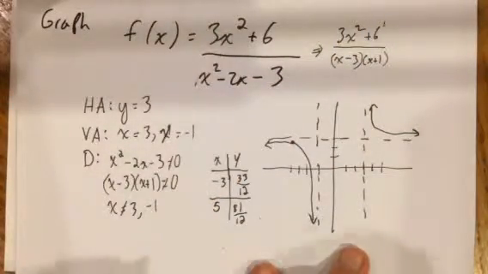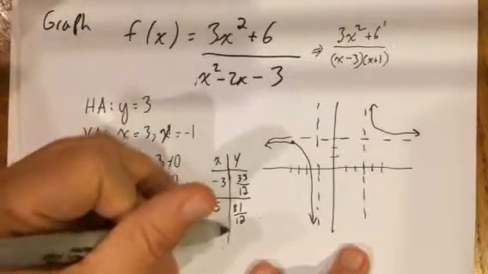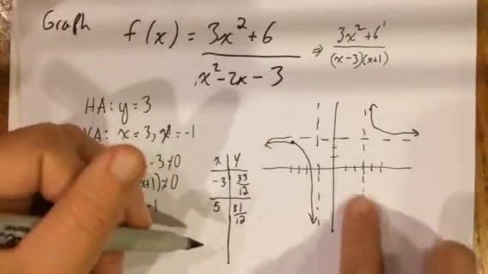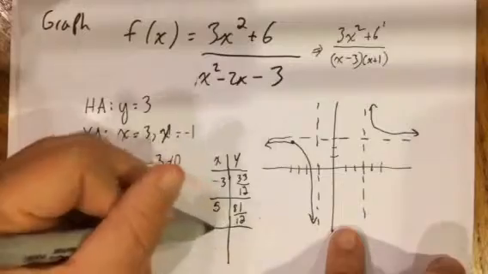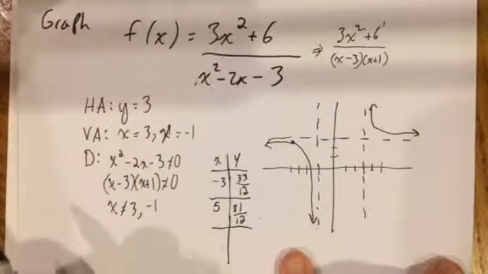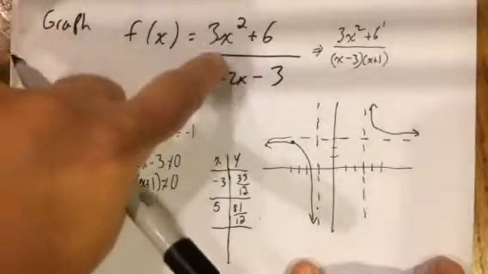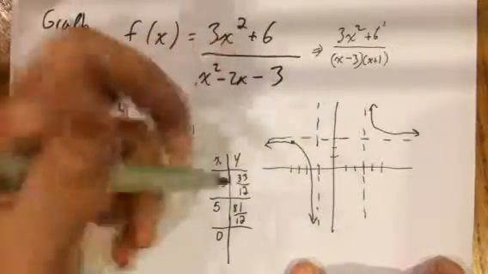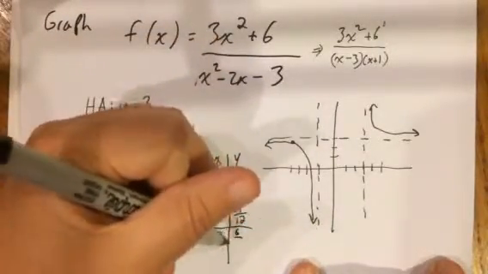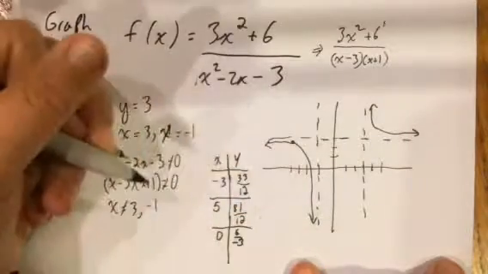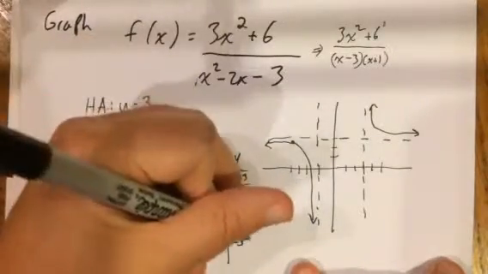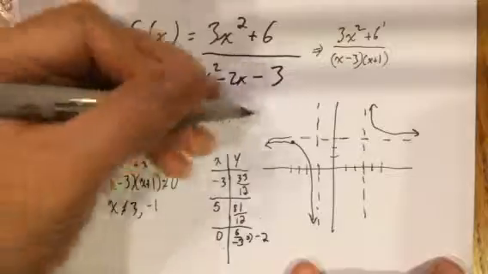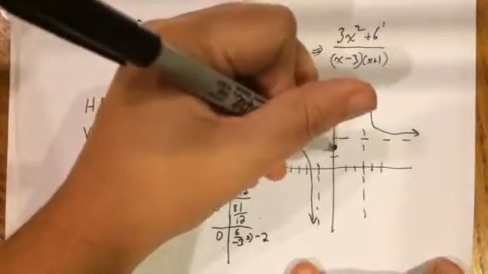Okay, so now I'm going to go ahead and plug in a few things that are in the middle. I'm going to plug in 0. Be nice to know where my intercepts are. So if I plug in 0, 0 squared is 0 times 3 is 0 plus 6, so 6 on the top, and negative 3 on the bottom. So that'd be negative 2. So 0, negative 2 would be there.